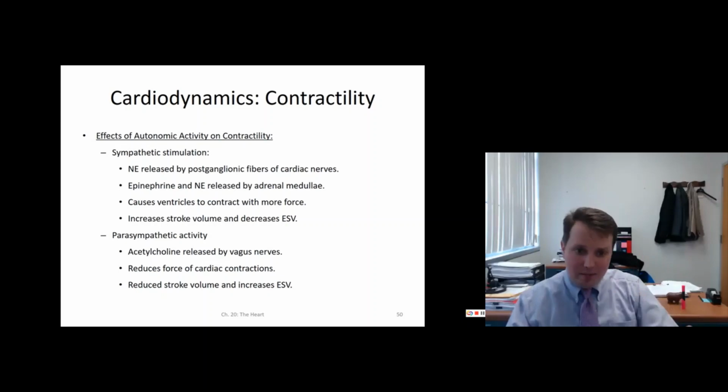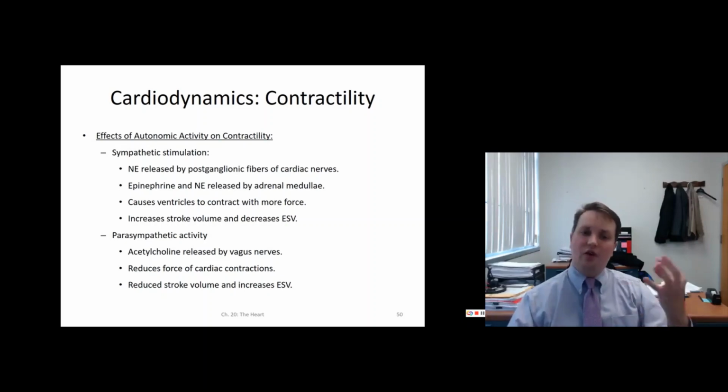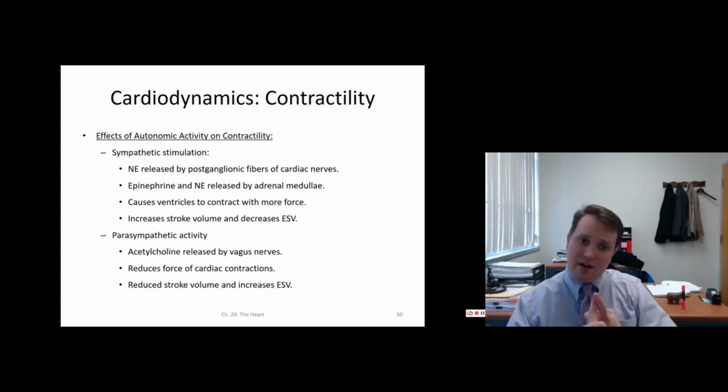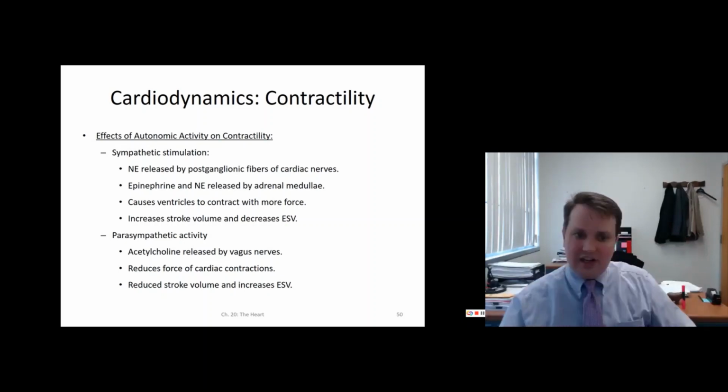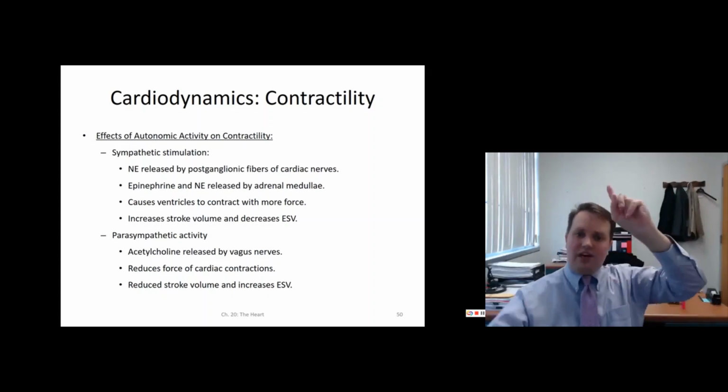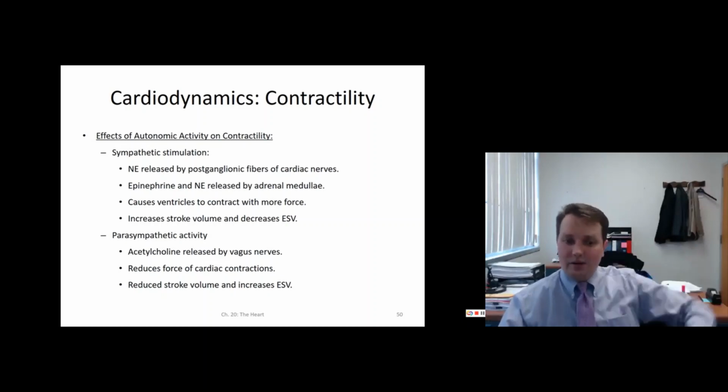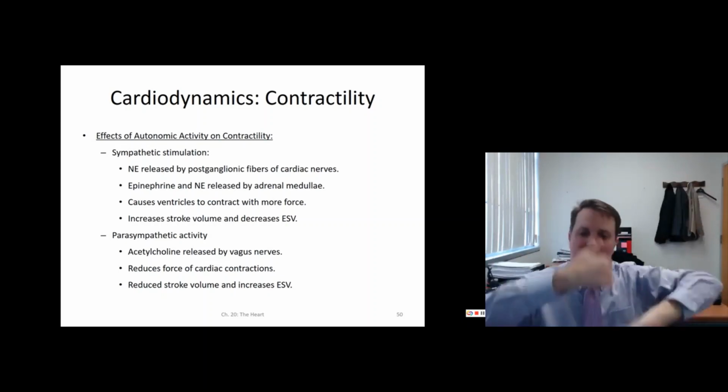Now, parasympathetic activity decreases stroke volume, and it increases ESV. Acetylcholine reduces the force of the muscle's contractions, reducing that stroke volume. It's using the muscarinic receptors to reduce that, using your vagus. Vagal stimulation reduces contractility. Sympathetic increases the contractility. So sympathetic, increase stroke volume, decrease ESV. Parasympathetic, reduce stroke volume, increase ESV. Okay?